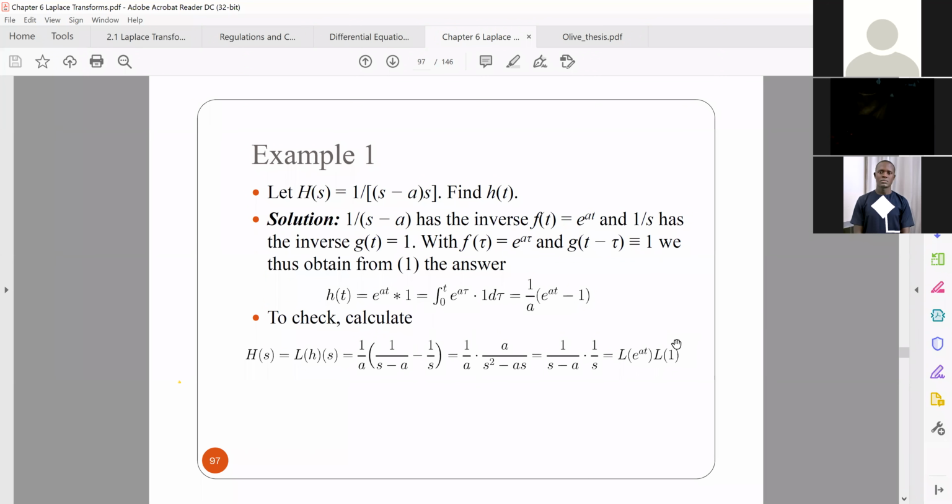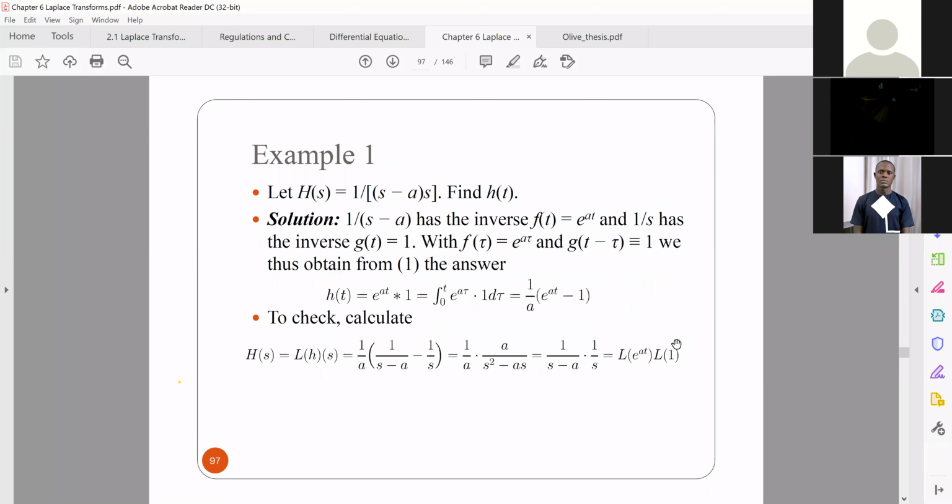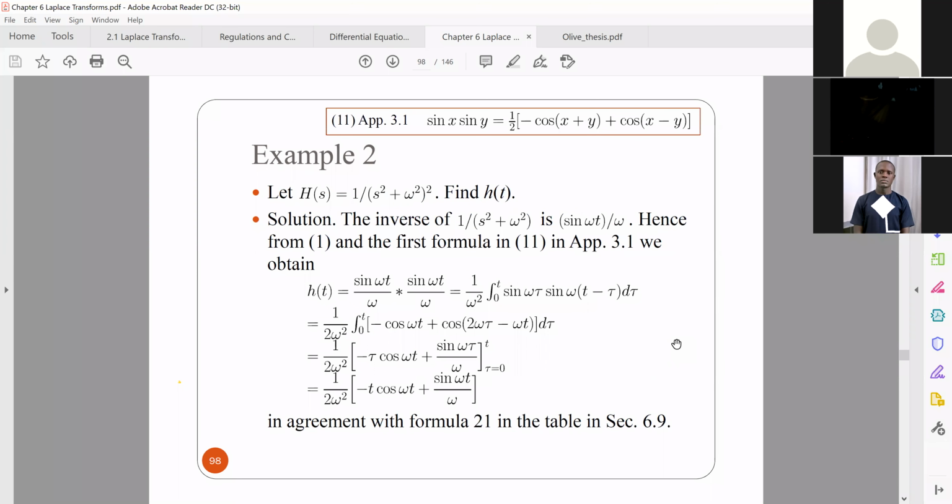And convolution is this integral, okay? You take one term in terms of tau, delay the other one by tau, and then integrate with respect to tau from 0 to t. That's how you solve the convolution.